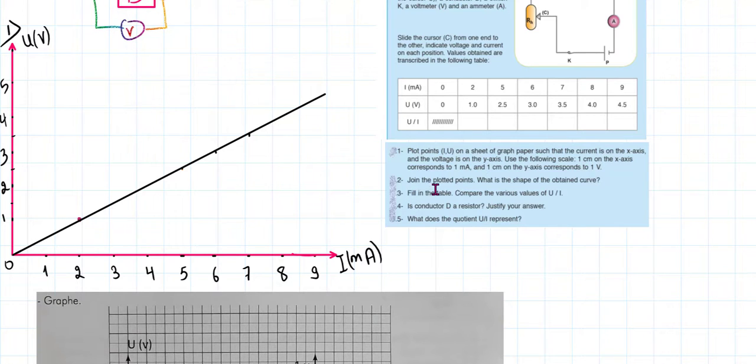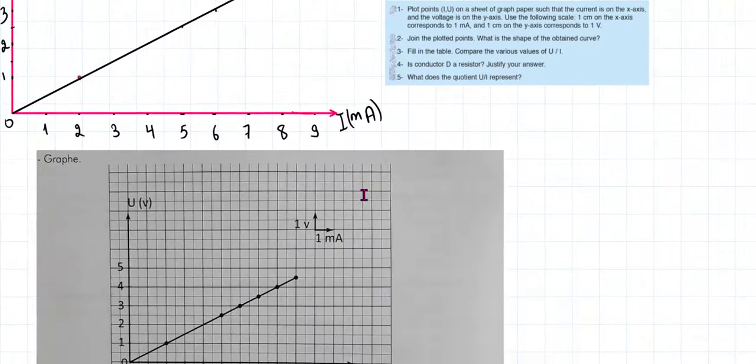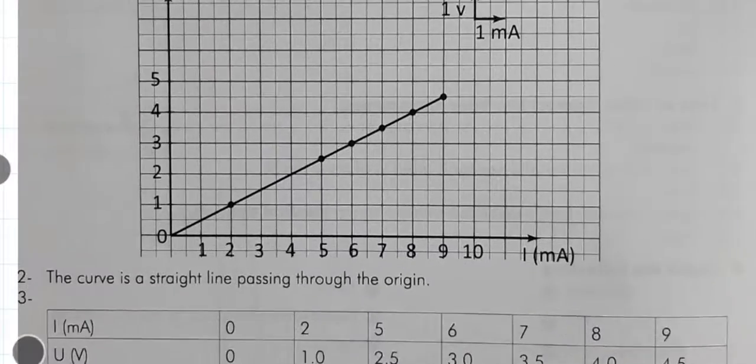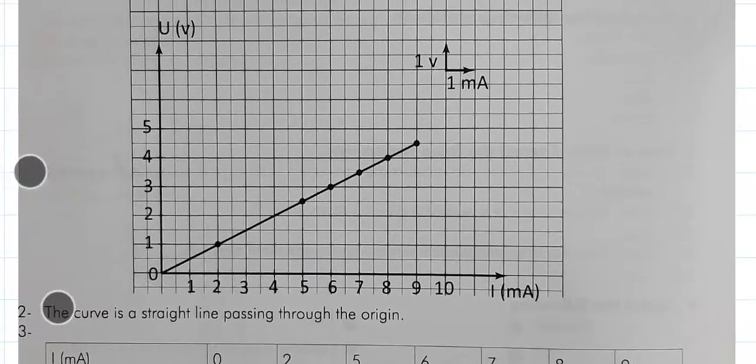In the next part they said that we have to join the points and state what is the shape of the obtained curve, as you can see in part number 2. As you can see, the curve is a straight line passing through the origin, as we said previously.